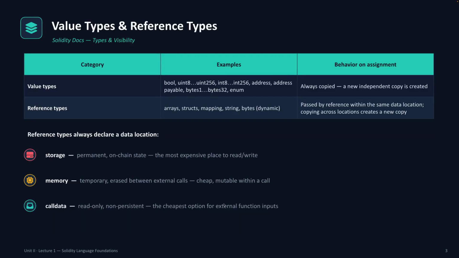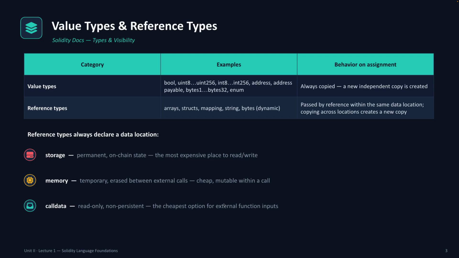Let us look into value types and reference types. What are value types? The examples of value types include Boolean, unsigned integer 8 to unsigned integer 256, which can be used to represent only positive numbers, then integer 8 to integer 256, which can be used to represent both positive and negative numbers. Then we have address, payable, bytes 1 to bytes 32, and enum.